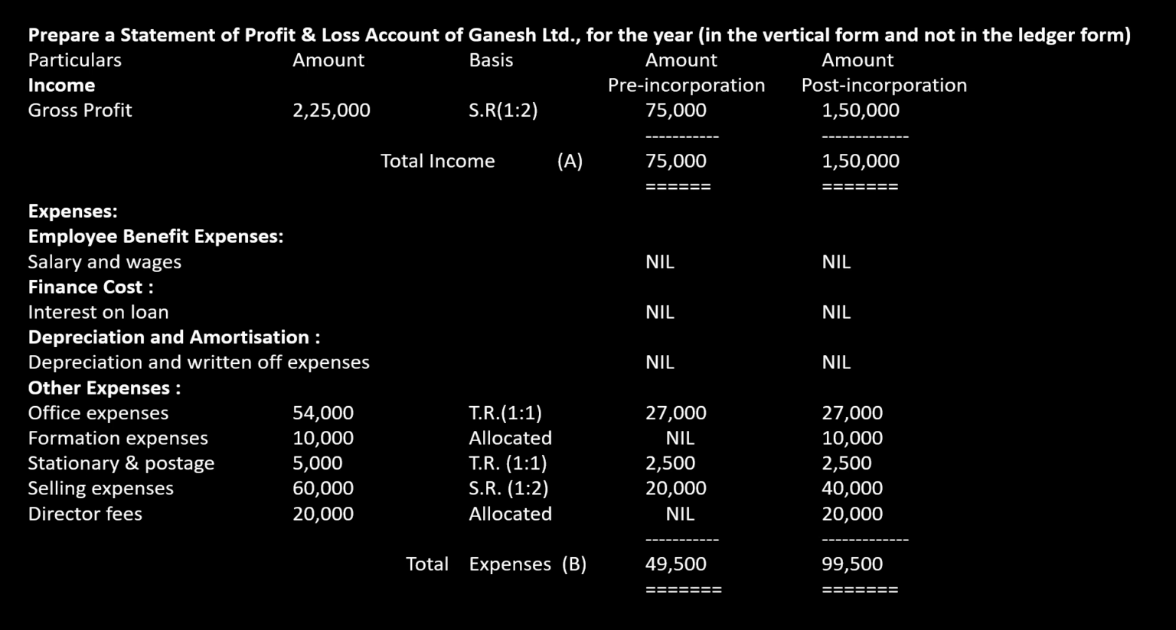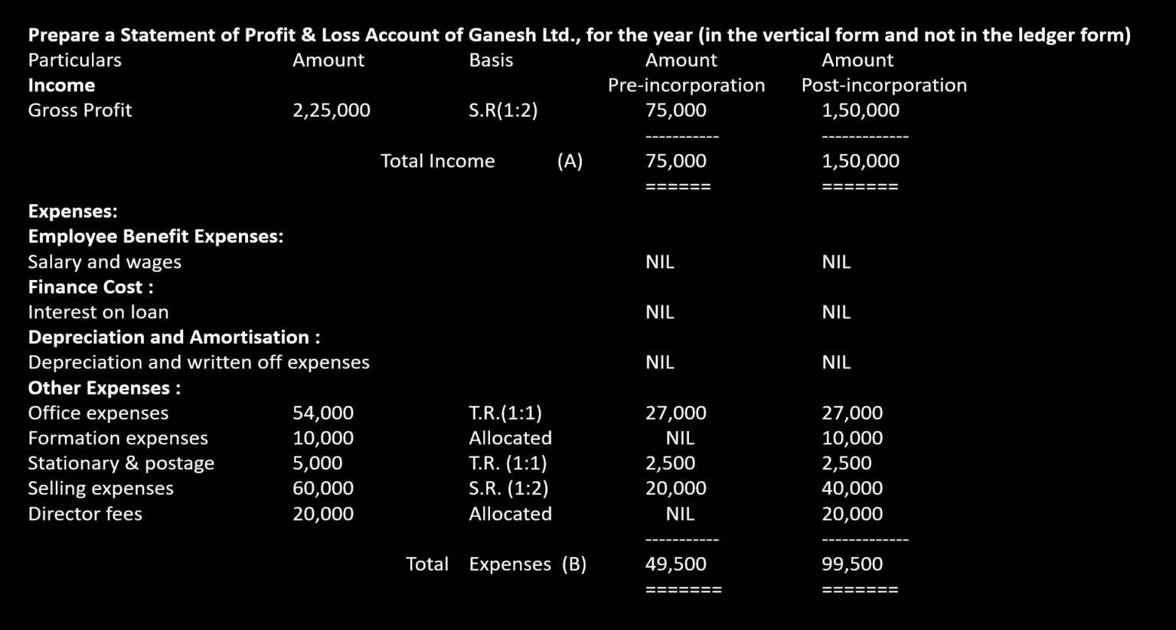This is how you divide your expenses. First, gross profit. Whenever you come across gross profit, you're always going to divide the gross profit in the sales ratio. That is, the sales ratio is 1:2. So if you divide 2,25,000 in the 1:2 ratio, for the first 6 months you'll get 75,000. The next 6 months you'll get 1,50,000. Okay, then now the expenses.